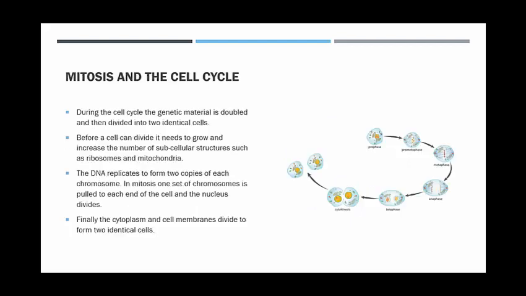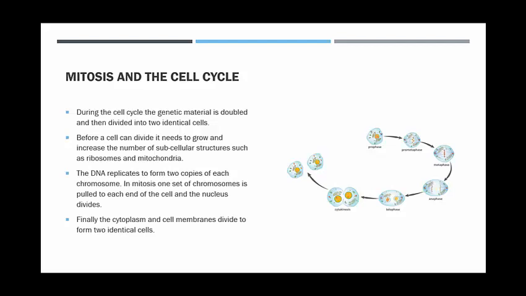The cell cycle is the process by which our cells replicate themselves. During the cell cycle, the genetic material is doubled and then divided into two identical cells. Before we can start with dividing the DNA, though, we need to increase the size of the cell and the number of subcellular structures within it, so the number of ribosomes and mitochondria, for example.